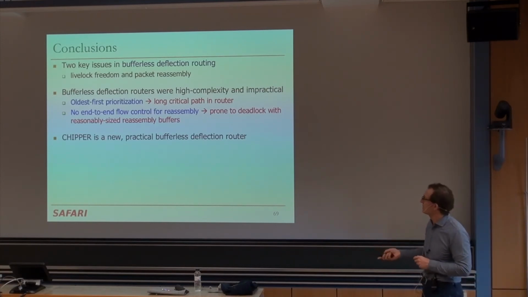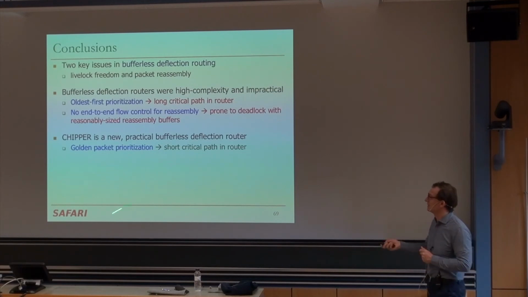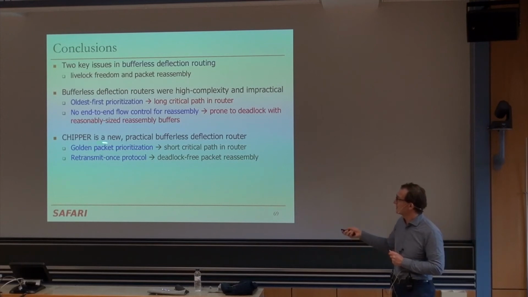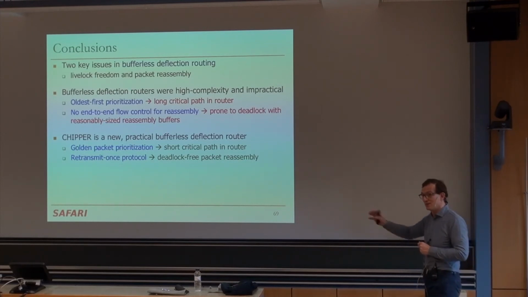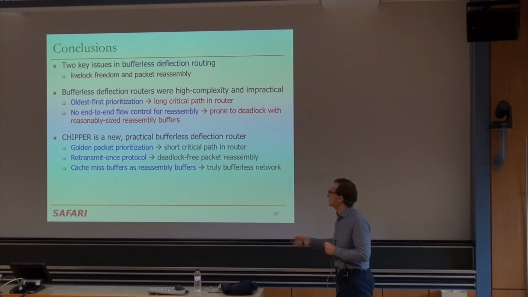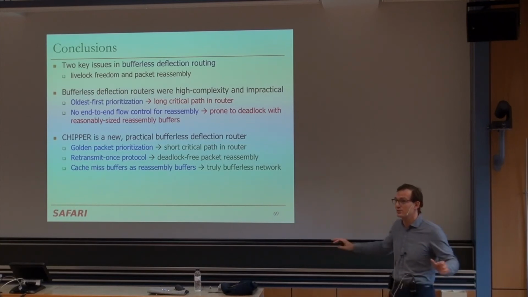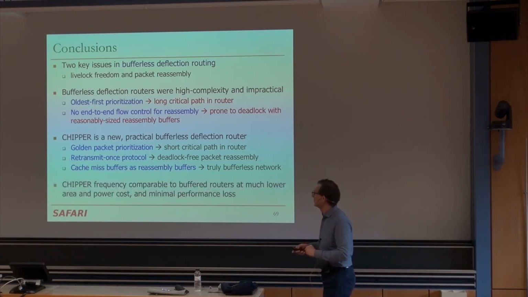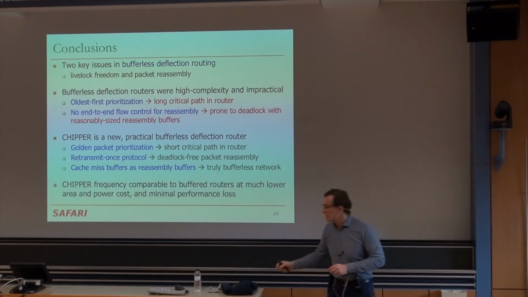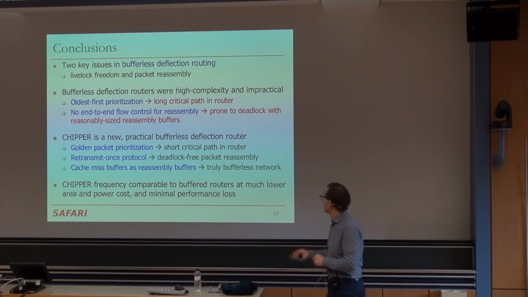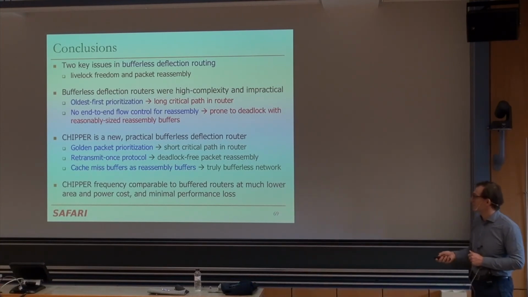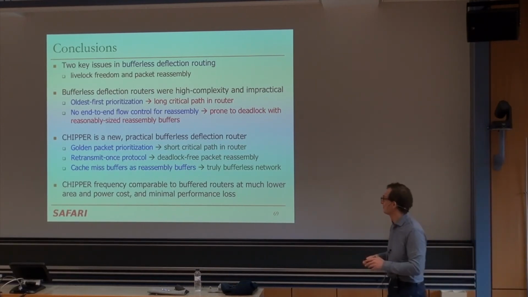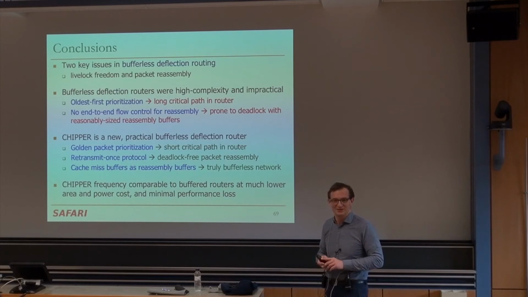So this idea of CHIPPER is essentially a more practical deflection router. It gives you golden packet prioritization to enable a short critical path. The retransmit-once protocol enables deadlock-free packet reassembly. And cache miss buffers act as reassembly buffers. As a result, you actually don't need to have additional buffering on the edge nodes. And as you see, the frequency of the router is comparable to buffered routers at much lower power and area cost, and minimal performance loss at workloads that have low to medium intensity on the network. Any questions?